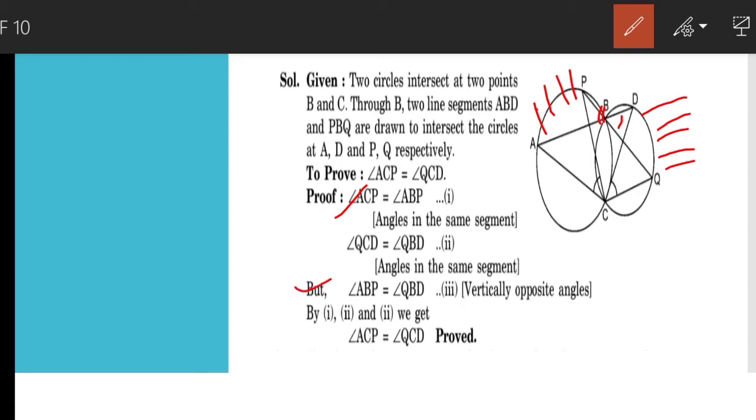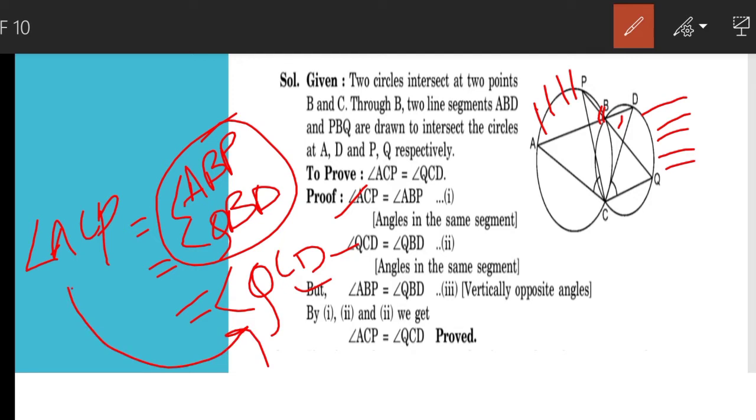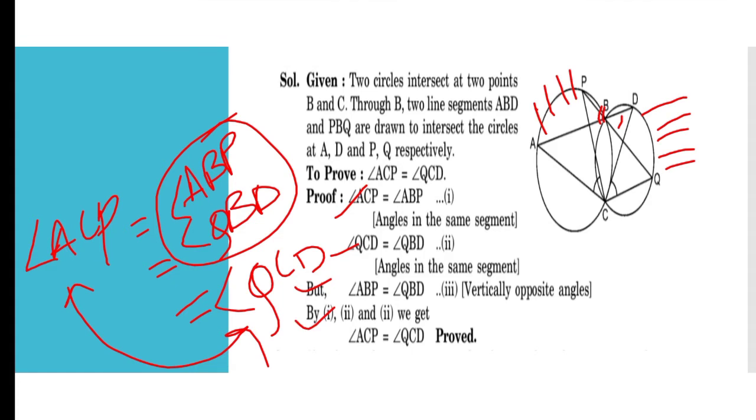So, we have a total of 3 equations. The first two equations are from equal segments and the last equation is from vertically opposite angles. So, we can write angle ACP equals angle ABP, which equals angle QBD. Since these two are vertically opposite, we can write that, and then at last we can write QCD. So we get angle ACP and QCD are equal using equations 1, 2 and 3. So what was required to prove is achieved.